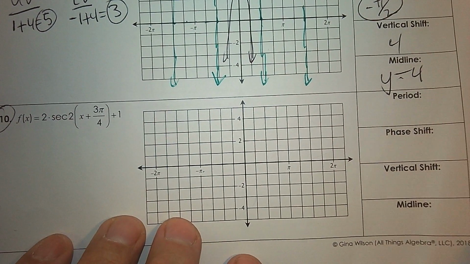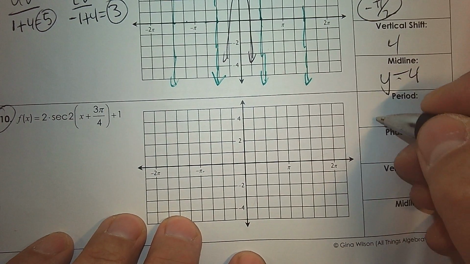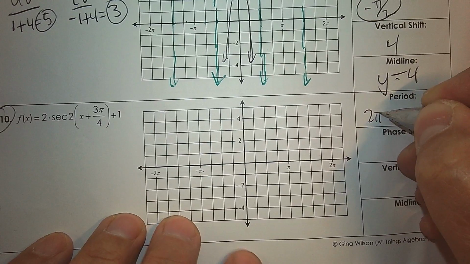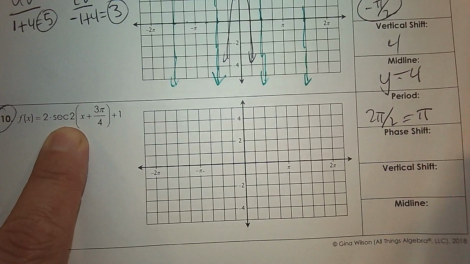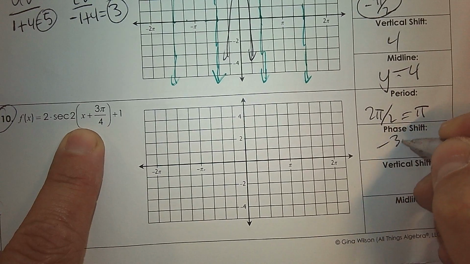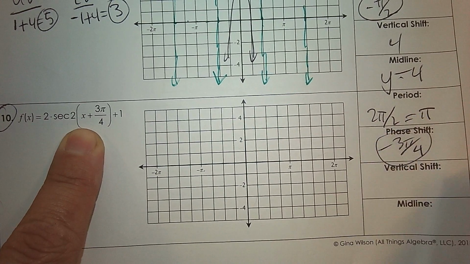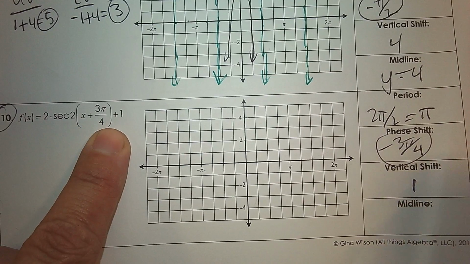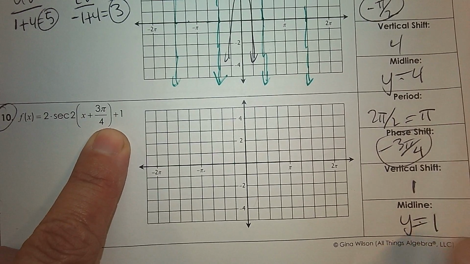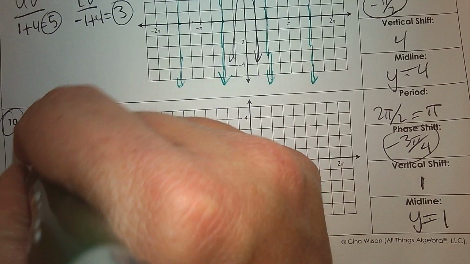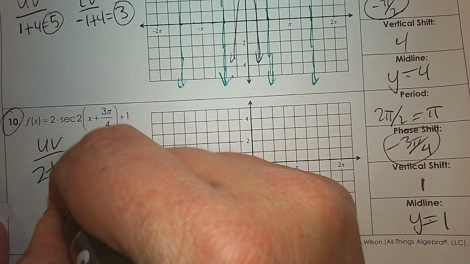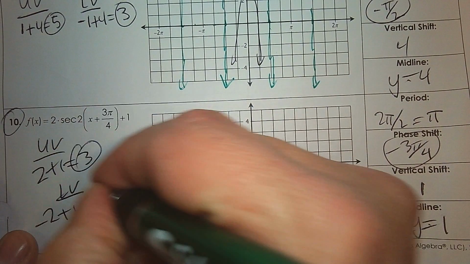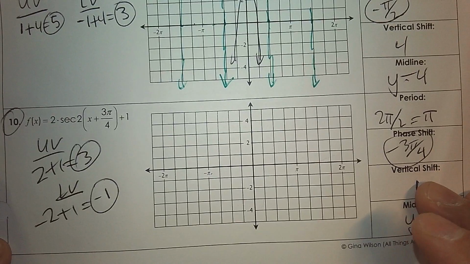Last one. Period would start with 2 pi. Times 2 inside means you divide it by 2, so now the period's pi. The phase shift's negative 3 pi over 4. That's where I start. There's a vertical shift of 1, so it goes up 1. Normally my upper vertex would be at 2, but I'm going to add 1. Normally my lower vertex would be at negative 2, but I'm going to add 1. So these are my numbers for the y-coordinate of my upper and lower vertex.